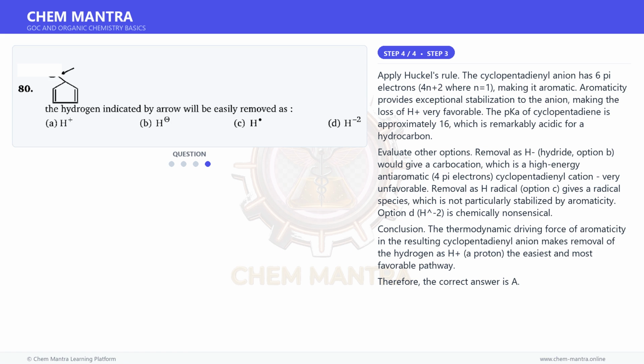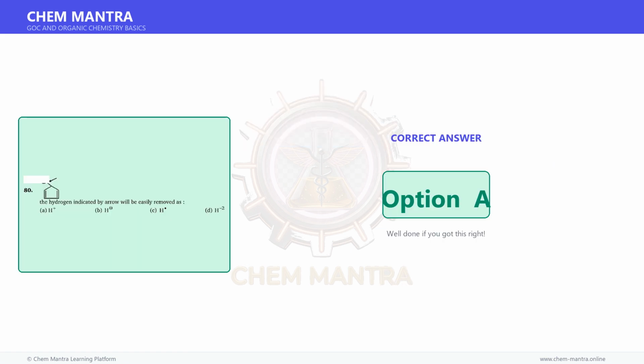Conclusion. The thermodynamic driving force of aromaticity in the resulting cyclopentadienyl anion makes removal of the hydrogen as H+, a proton, the easiest and most favorable pathway. Therefore, the correct answer is option A.